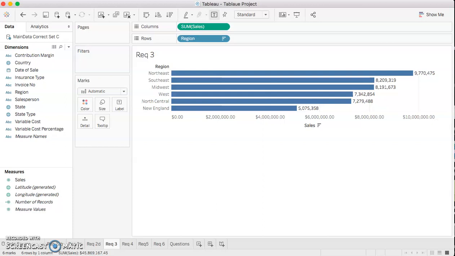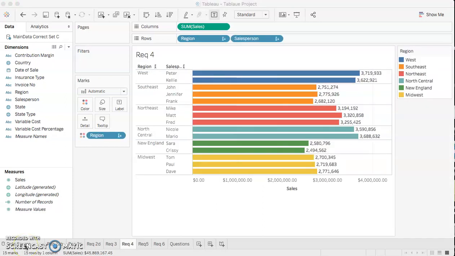And now I'm going to move on to requirement 4. Now with requirement 4, we break down that information from the previous regions requirement, and this is the information for the salesperson of each region. The salespersons are listed for each region, and it shows the numbers with the bar on how much sales each of them had in the regions they're within. Peter had the largest amount of sales in the West region, and someone like Mario had the least in the North Central region. That's what this requirement shows, and the color aspect helps to differentiate that, and it adds a fun little twist that Tableau allows you to have.